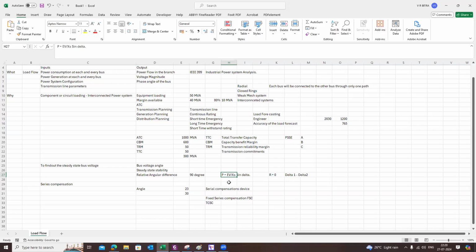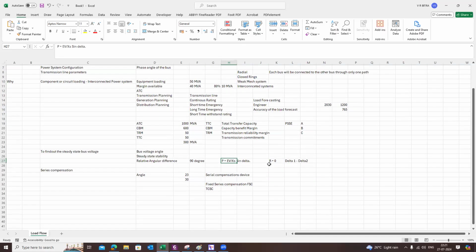So as per P equals EV by XS sine delta, when the angle between the sending end voltage and the receiving end voltage is 90 degree, then only the maximum power flow occurs. But that's theoretical because the system will not be stable at delta equal to 90 degree. But even despite that, what we need to understand is that this condition is with an assumption of R equal to 0. In reality, the resistance of the transmission line is not 0, but there will be some transmission line resistance.